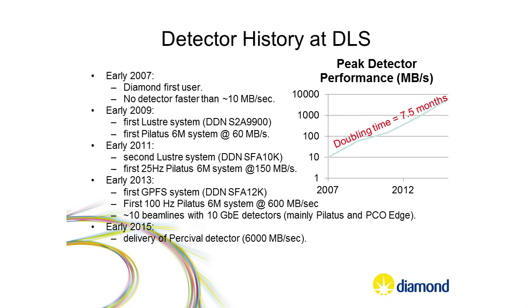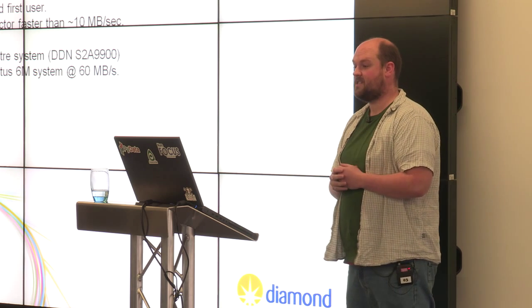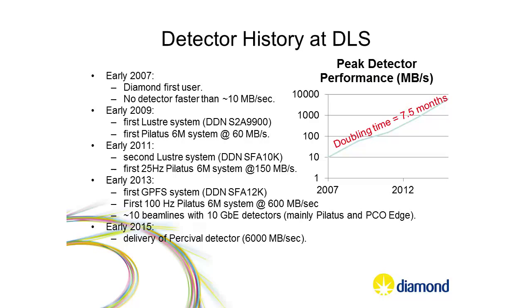To give you an example, in 2007, when we had first users, our data collectors, our beamline systems were running about 10 megabytes per second, absolute max speed. In 2009, we got some really cool kit from Switzerland, and that suddenly started running at about 60 megabytes per second. In 2011, they managed to make that even faster, 150 megabytes per second.